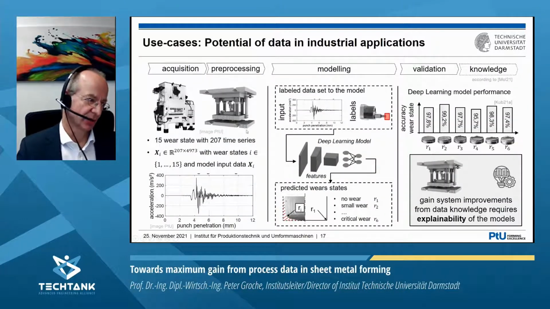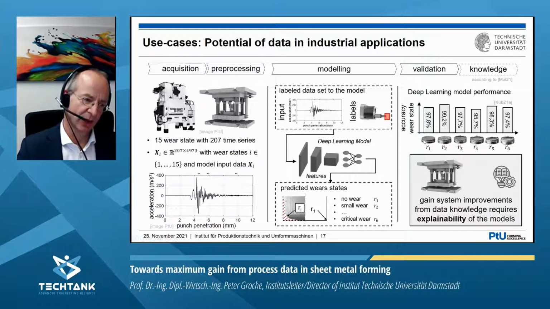The result is as follows. You see here different wear states which have been investigated in different kinds of time series. This is a typical acceleration plot over the punch penetration. We use a deep learning model to derive features, and these features help us to detect whether we have wear, critical wear, or no wear. The prediction quality of this model is good, but if you compare that with conventional production requirements, it might not be totally sufficient. So there is some room for improvement, but you see that the prediction is more or less in the range of 98%. So that could be a first step to detect wear.